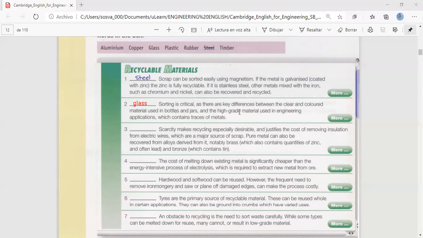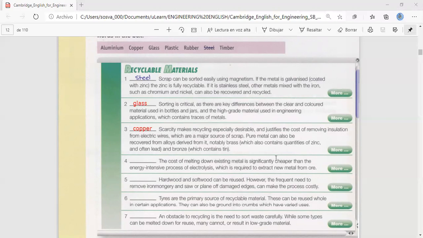Okay. So what material do you think they're talking about in here? It can be two materials. If you continue talking about a kind of metal and insulation. Yes, insulation from electric wires, it can be copper. Copper, yes. Excellent.